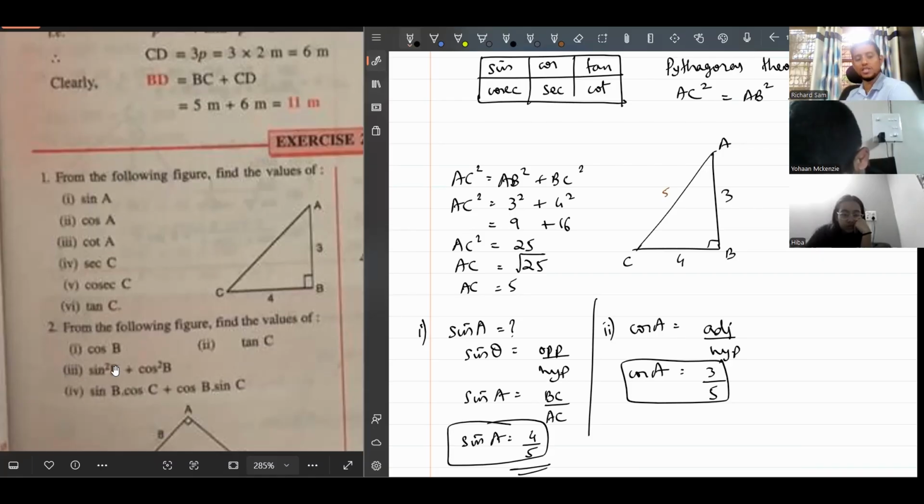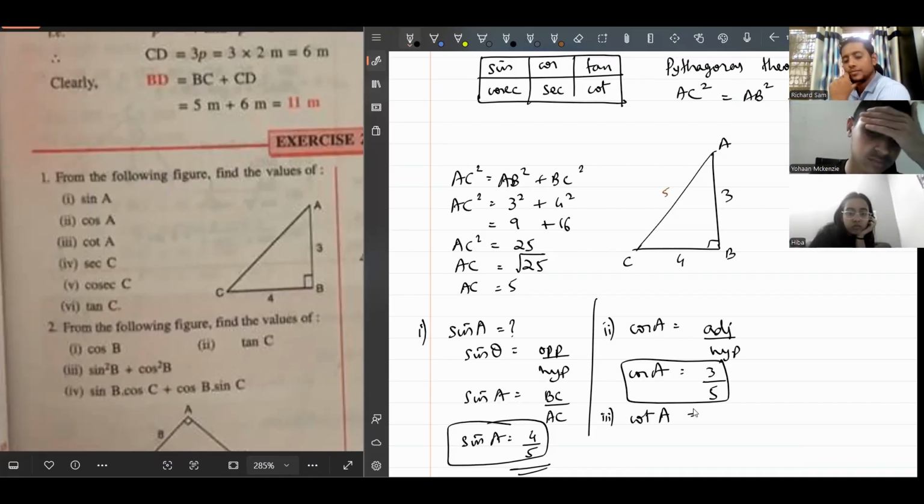Come on, all of you solve all the 6. Hiba, any doubt? No, sir. You have to solve them. Yes, sir, I did. You solved everything? No, sir, I have to just do cot A. Yeah, cot A, and then sec C is there, and cosec C is there, tan C. There are 6 questions. Do all of them.